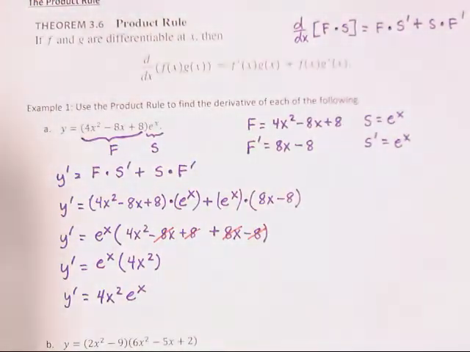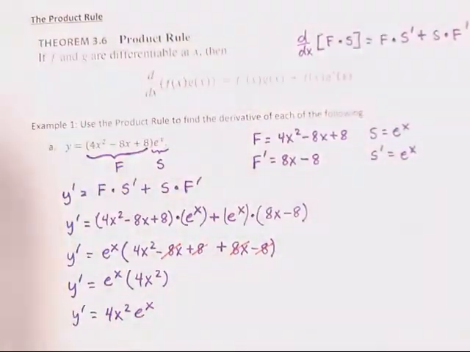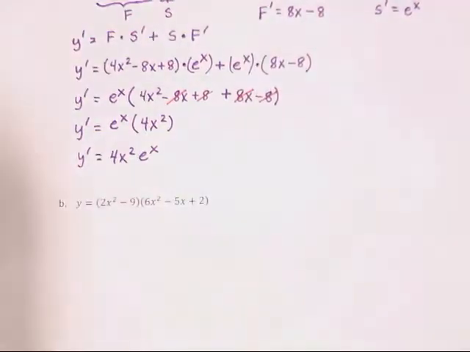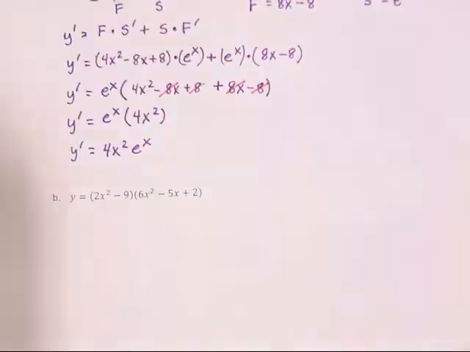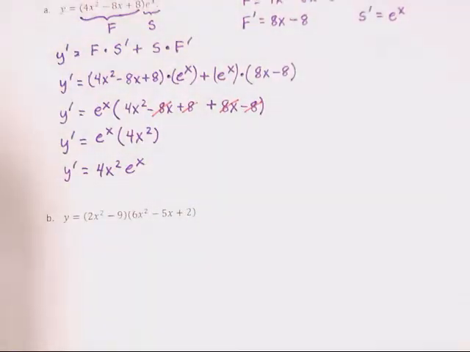Okay. All right, here's another example, part B. In this case here, we got y is equal to 2x minus 9 times 6x squared minus 5x plus 2. And here I want to find the derivative of that particular function using the product rule.